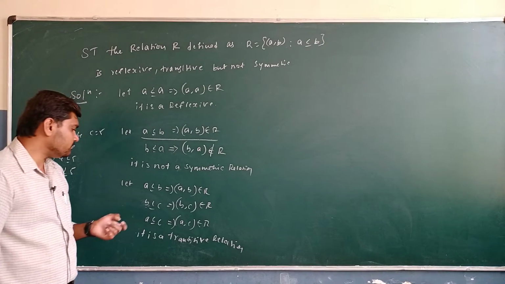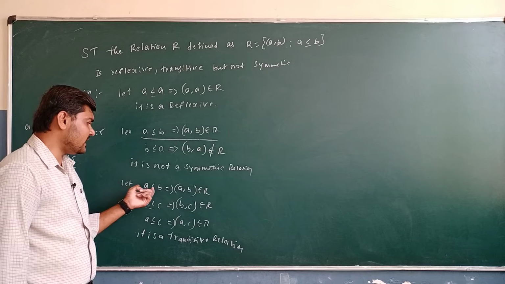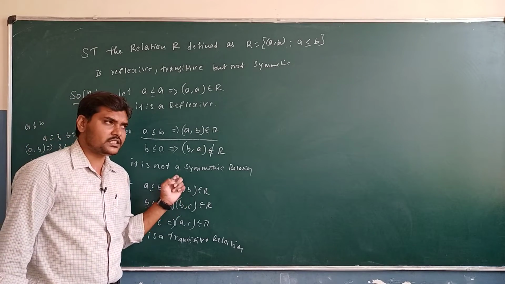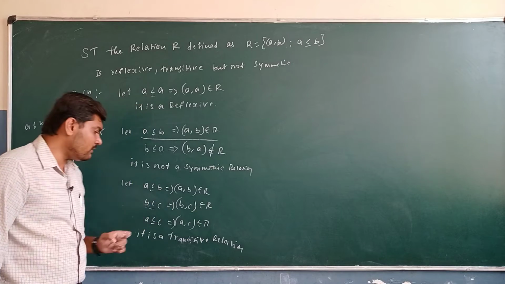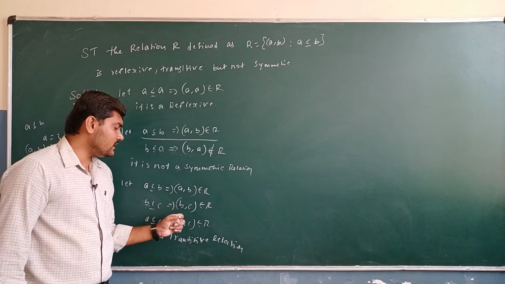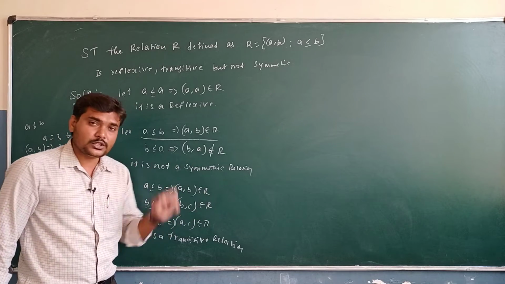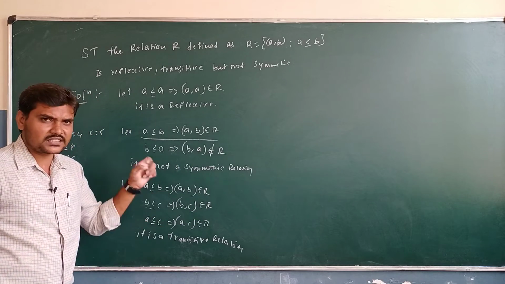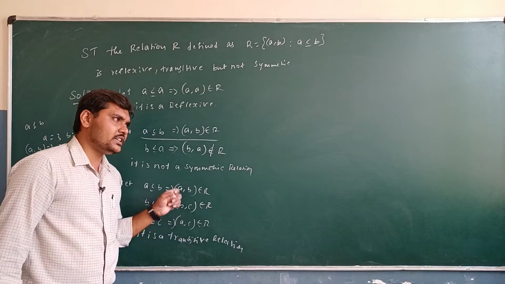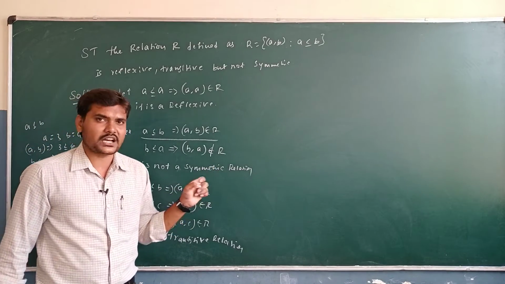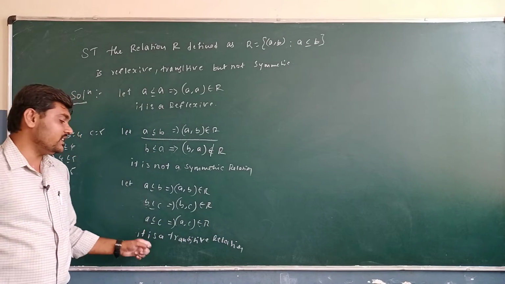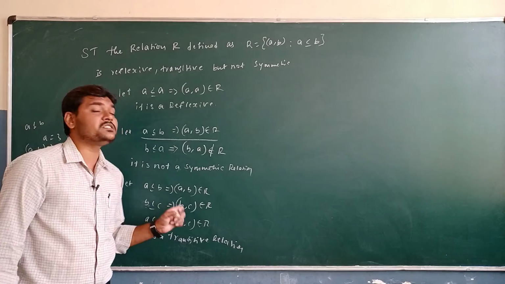Suppose when I consider A less than or equal to B, suppose 3 less than or equal to 4. So it's always a relation because (3, 4) is a member of R. When you are taking (4, 5), 4 is also less than or equal to 5. Then we can say that (4, 5) belongs to R. So when I am taking (3, 5), because 3 is less than 5, we can say that (A, C) belongs to R, or we can say that (3, 5) belongs to R. So it says that it is a transitive relation.